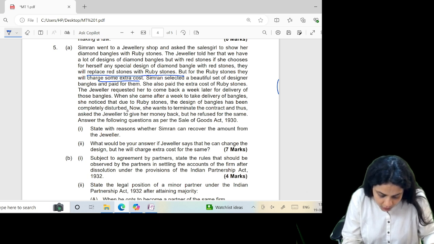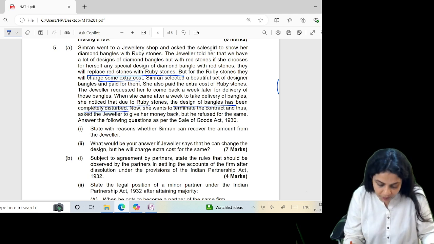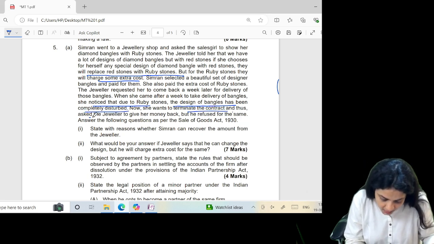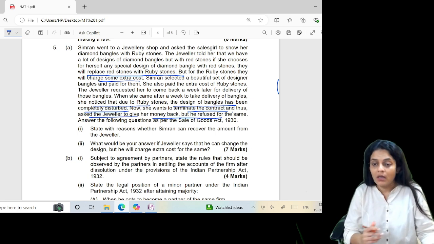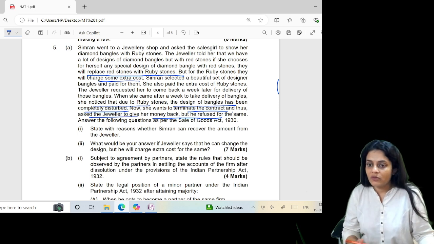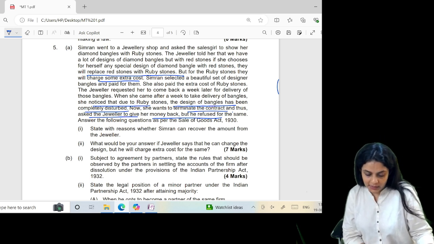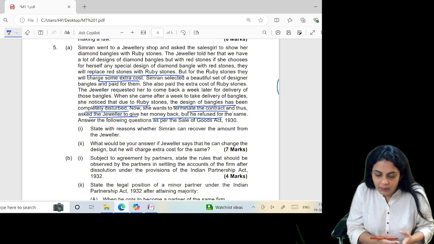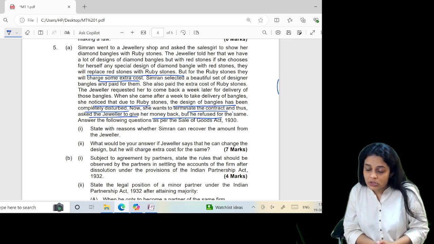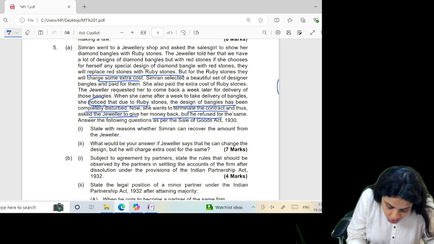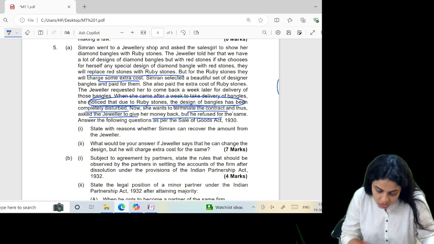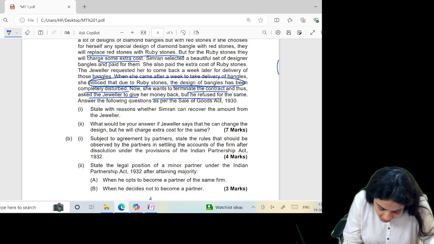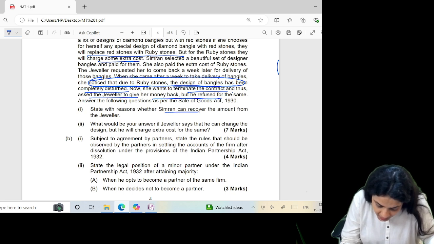When she came back to take the delivery, she noticed that due to ruby stones, the design has been completely disturbed. Now she wants to terminate the contract and thus asked the jeweler to give her money back, but he refused. In case of an agreement to sell, where ownership will be transferred after the fulfillment of a certain condition, then in that case, if the goods are not as per the desire of the buyer, the buyer is not bound to keep the goods. Now, the design was not as she wanted. So she has a right to reject. So can the shopkeeper state with reasons whether Simran can recover?